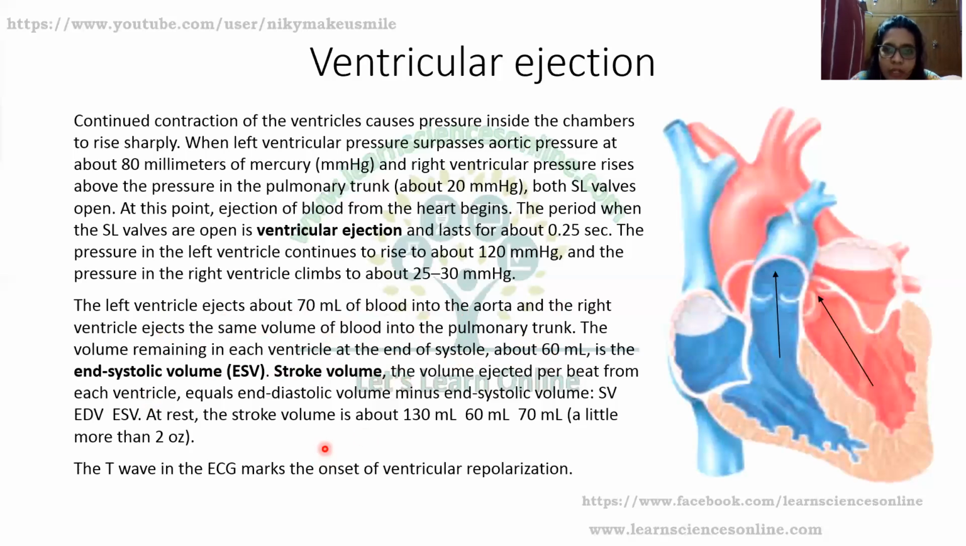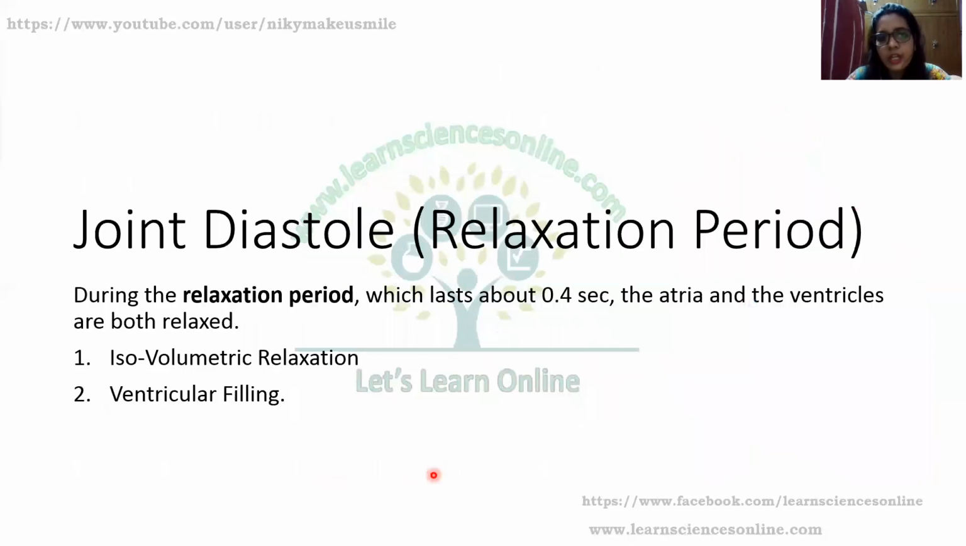Then after the QRS complex in the ECG, the next is the T wave in the ECG, which marks the onset of ventricular repolarization, or we can say it marks the joint diastole. So the next phase is joint diastole or relaxation period. During the relaxation period, which lasts about 0.4 seconds, the atria and ventricles both are in a relaxed condition. This relaxation period is also divided into two phases: isovolumetric relaxation and ventricular filling.